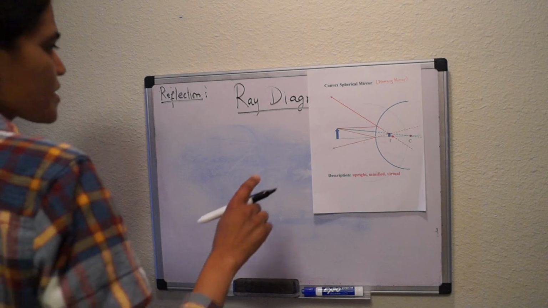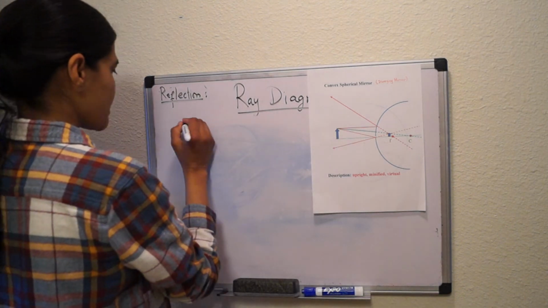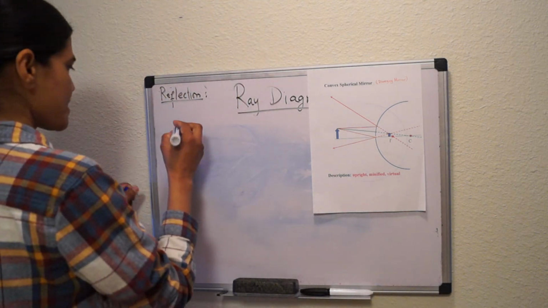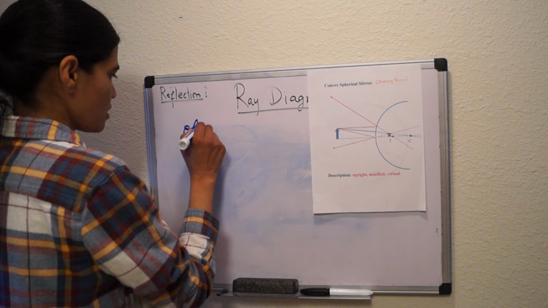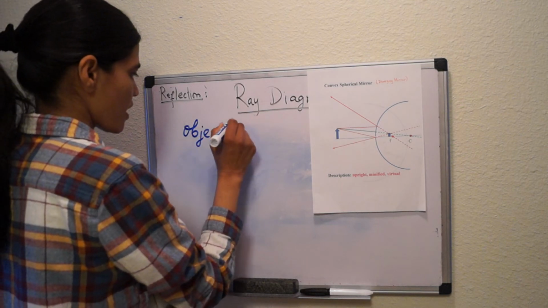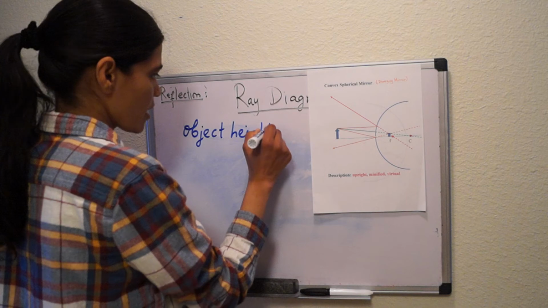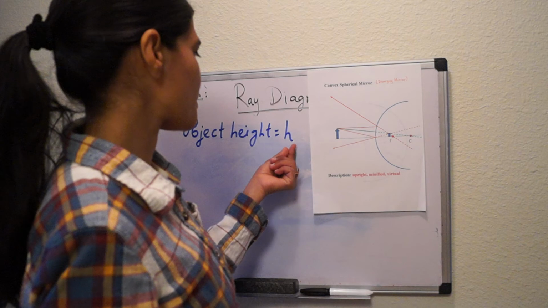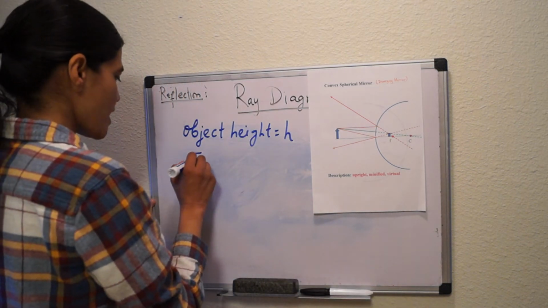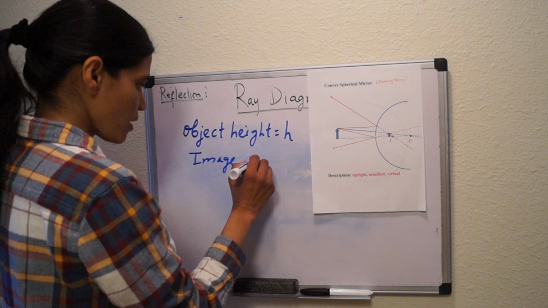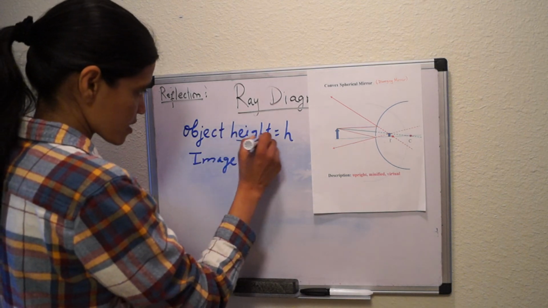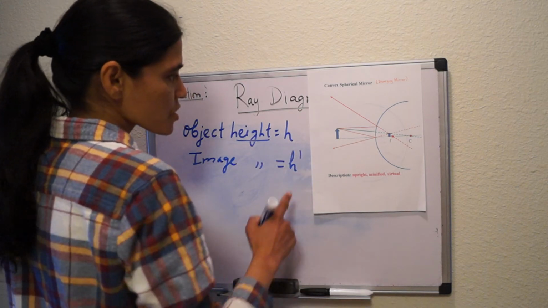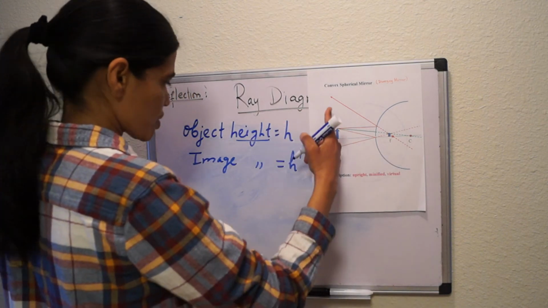So let's call the object height h. I'm just writing equals, really meaning the object height is represented by h. For the image height, I'm just going to do this; it means the same thing as this guy here, so I don't have to rewrite it. Let's call the image height h dash. In this case, h dash is smaller than h.